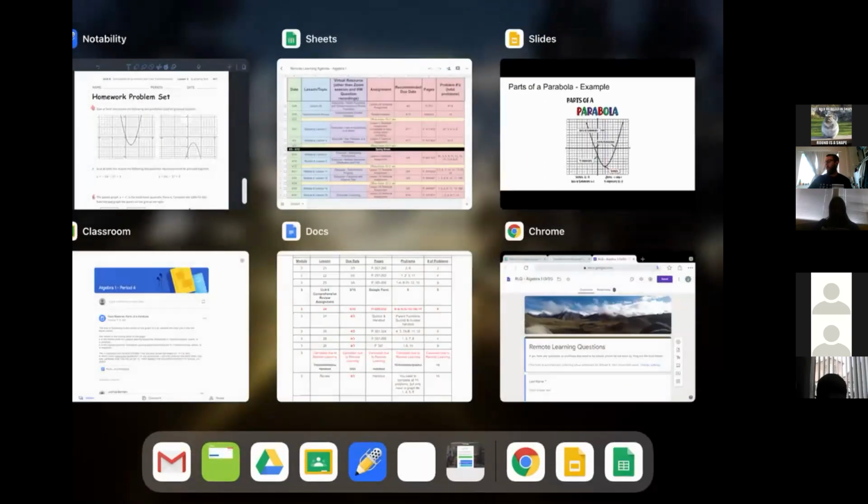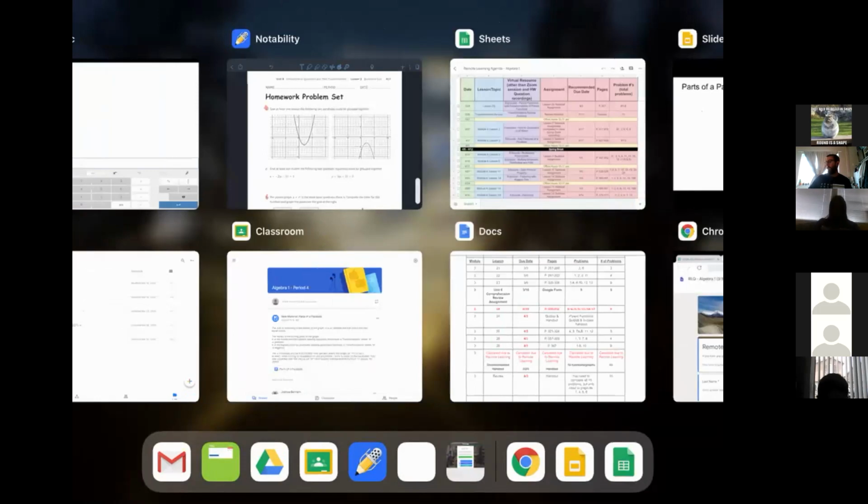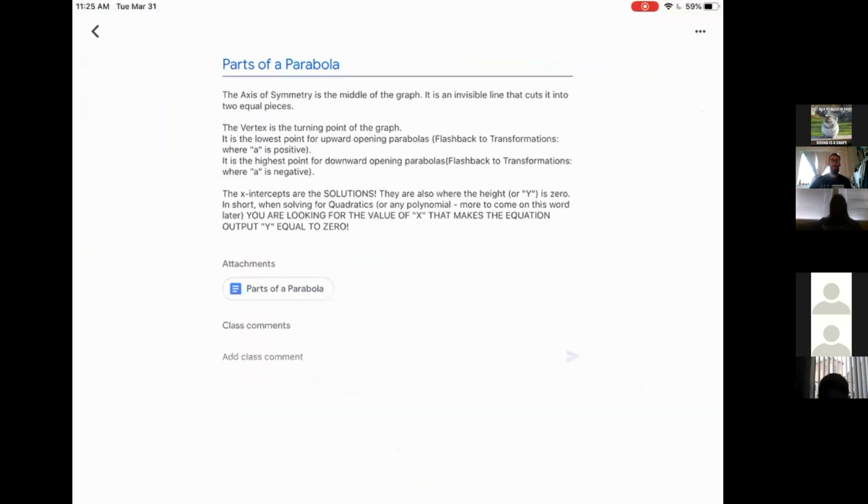So Google Classroom right here. This is what I just posted like a few minutes before we started off. So again, the axis of symmetry is in the middle of the graph. It's an invisible line that cuts it into 2 equal pieces. If I have a quadratic, the axis of symmetry allows it to be separated symmetrically, or in the same size but open in opposite directions. The vertex is the turning point. In this case, in my example, kind of mirroring my face right now, the vertex is where my wrists touch. It's the lowest point. If we flash back to the unit we just finished, we talked about those A's, the H's, and K's.